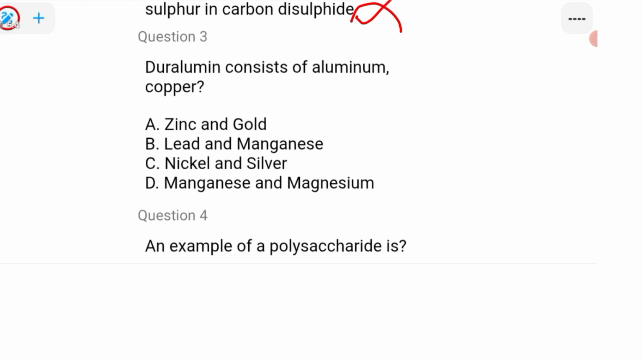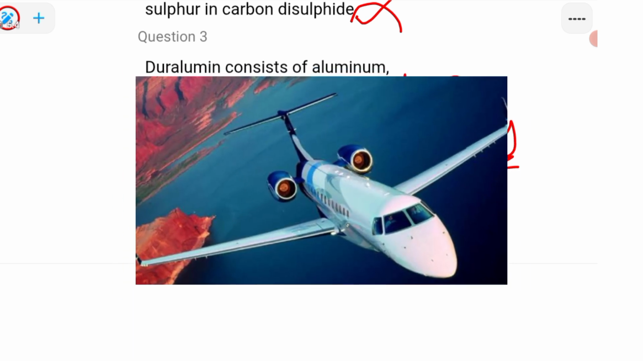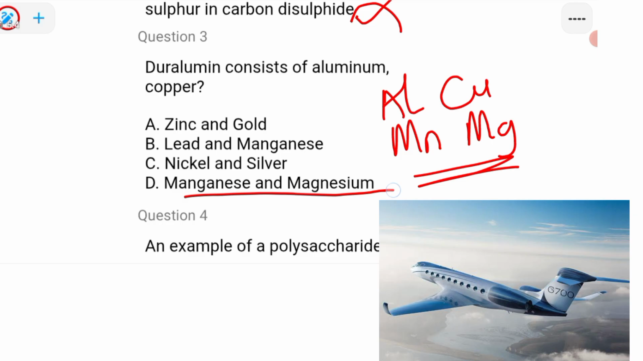Next one says duralumin consists of aluminium, copper, and then they give these options here. So the first thing is to note the components of duralumin. Duralumin contains aluminium, copper, manganese, and magnesium. It contains these 4 elements. It's majorly used in the construction of aircraft parts because it is very light and it has very high strength. The answer is manganese and magnesium.